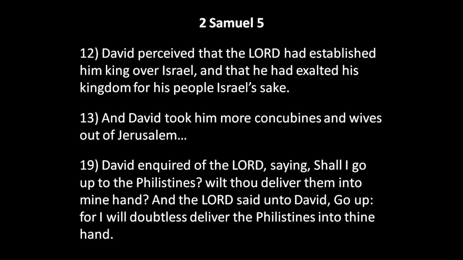All right, let's go to more. 2 Samuel 5:12, David perceived that the Lord had established him king over Israel and had exalted his kingdom for his people Israel's sake. In verse 13, David took him more concubines and wives out of Jerusalem. 2 Samuel 5:19, David inquired of the Lord, saying, shall I go up to the Philistines? Wilt thou deliver them into my hand? And the Lord said unto David, go up, for I will doubtless deliver the Philistines into thy hand.